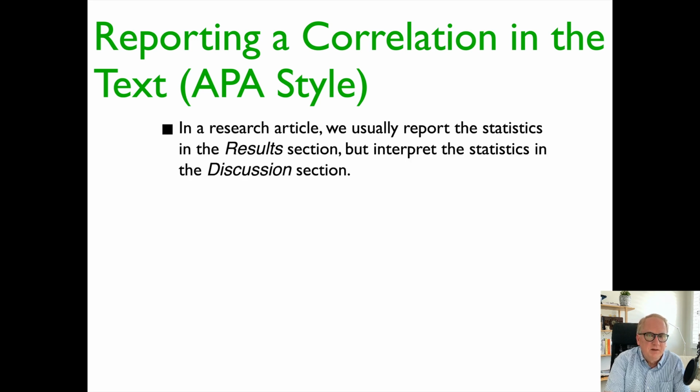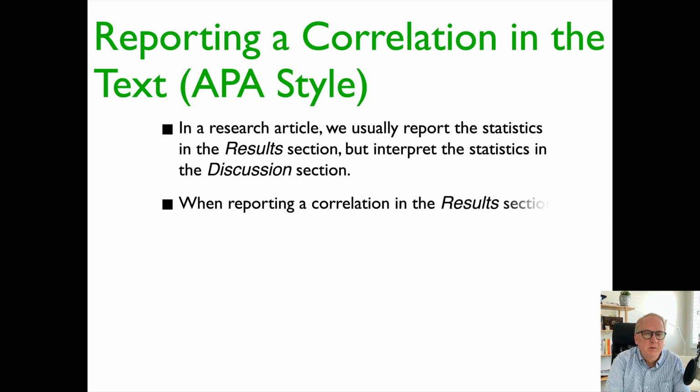How you report a correlation in the text in terms of APA style, what we do is we usually write this in the results section, and then we interpret the statistics in the discussion section. So when we're reporting a correlation in the results section, we'd either make a table where we'd report a correlation matrix. So we might have a whole matrix of all of the possible combinations.